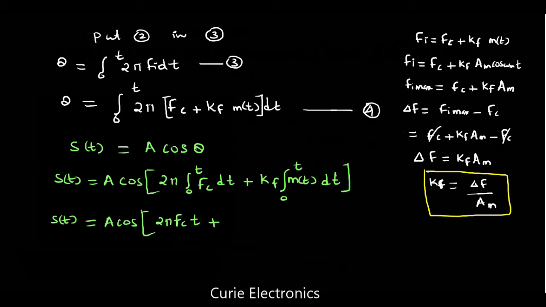One more mistake we have made here. 2 pi is there, okay? So 2 pi, and instead of k_f we will write delta f upon A_m. Now we have to write m of t. What is m of t? That is A_m cos 2 pi f_m t, dt. I think I'll write it on the next page.